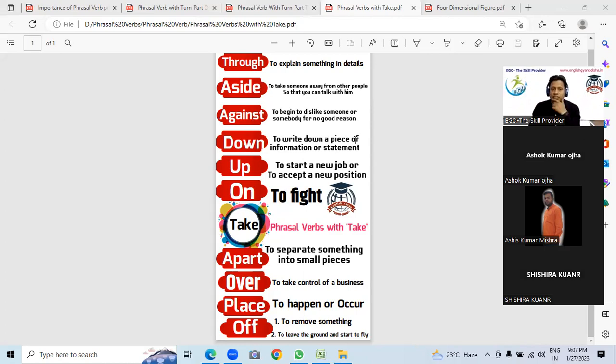Something called take against: to begin to dislike someone for no good reason. That's very important. There are certain people in your life, colleagues, and there is no solid reason involved. They take against me every time. I don't know why he is always taking against me. Take against means to dislike somebody.